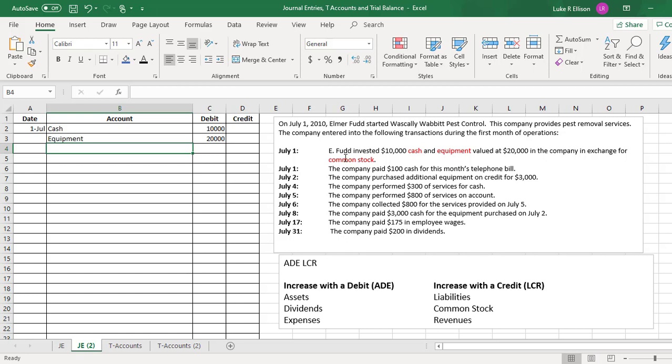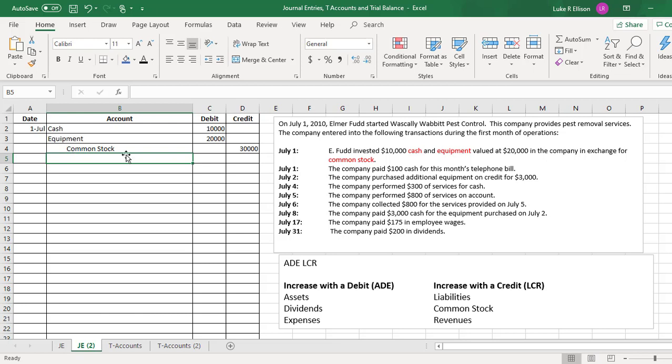And then we finally can move on to common stock. Common stock is going to take on the value that is the total of the cash and equipment combined. And this is also increasing, and common stock falls into the category of increase with a credit. So we can put common stock over here as a credit for $30,000.